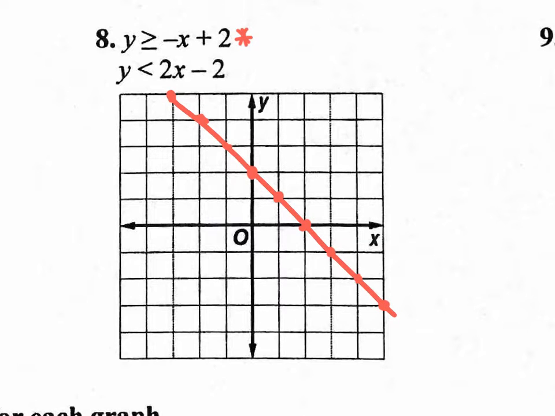And the bottom one, we're going to go on blue. The bottom one crosses where? This blue one. Negative 2. What do I do from that point?